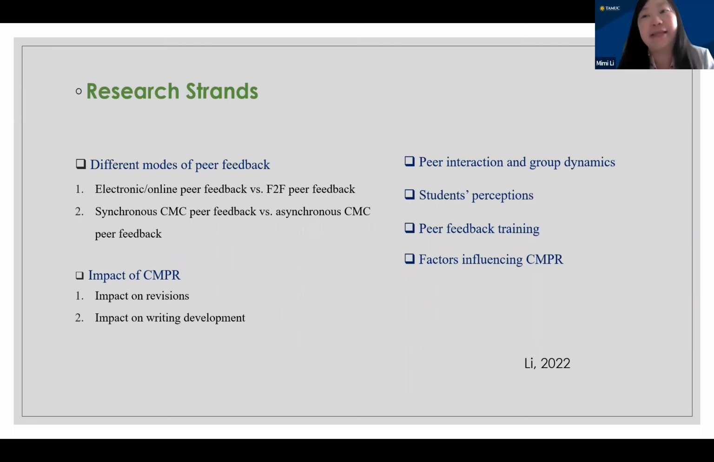Some research strands explored in the current body of literature include different modes of peer feedback, such as electronic peer feedback versus face-to-face peer feedback, synchronous CMC feedback versus asynchronous CMC feedback, and also the impact of CMPR, peer interaction and group dynamics, students' perceptions, peer feedback training, and factors influencing CMPR.